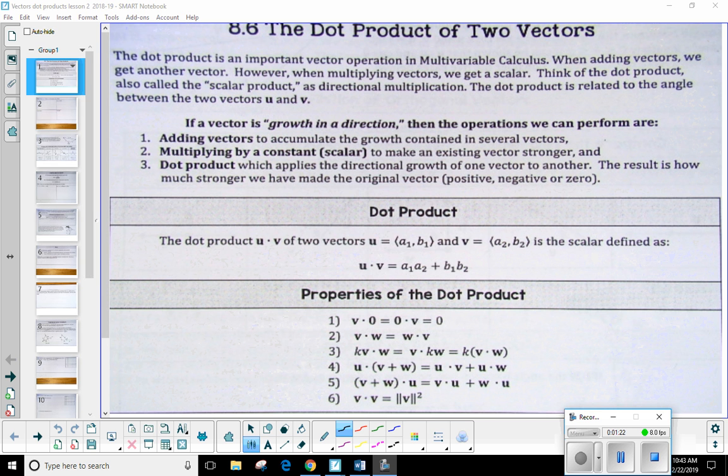However, when multiplying vectors, we get a scalar. Remember, that's a measurable value. Think of the dot product, also called the scalar product, as directional multiplication. The dot product is related to the angle between the two vectors u and v.